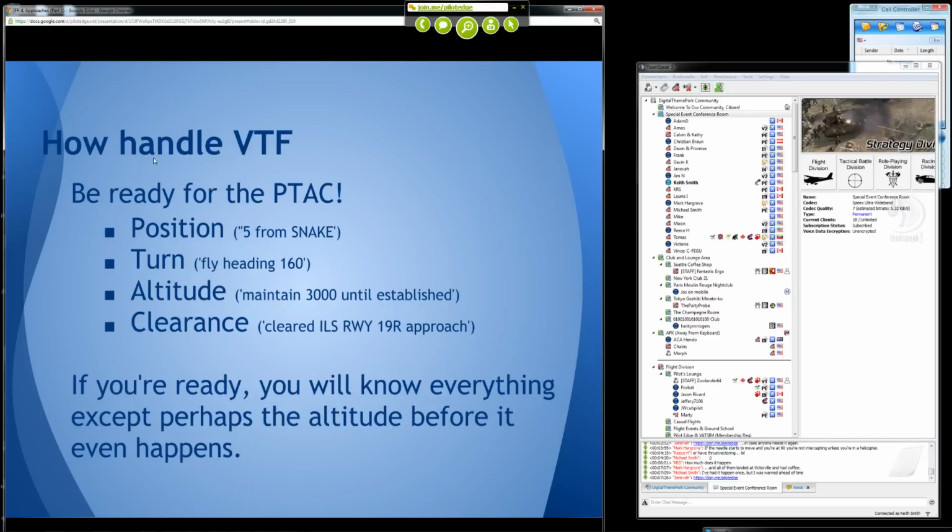So now we're going to handle how to handle the vector to final. So when you do get that really big one, let's talk about the elements of that clearance, and most importantly, how you can anticipate it. Because the more you can anticipate, the less of it will be a surprise. And that can really help you with workload management. And IFR at the end of the day, especially single pilot IFR, is largely about workload management rather than the stick and rudder stuff.